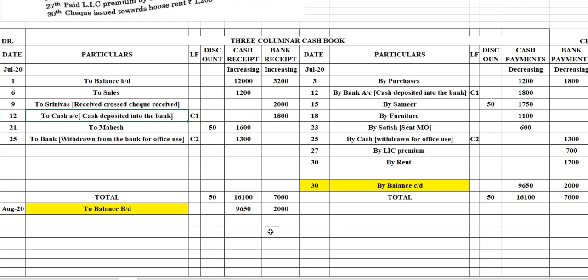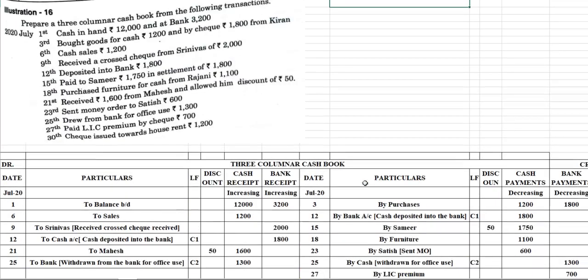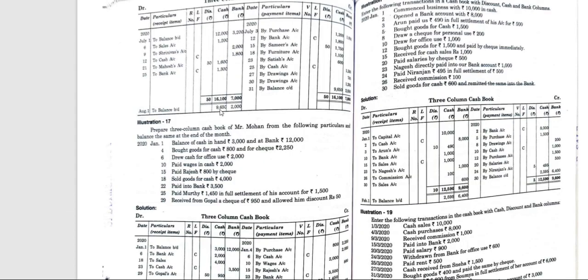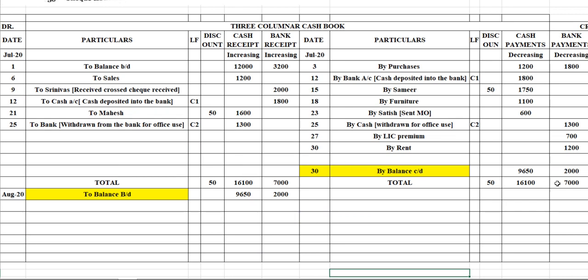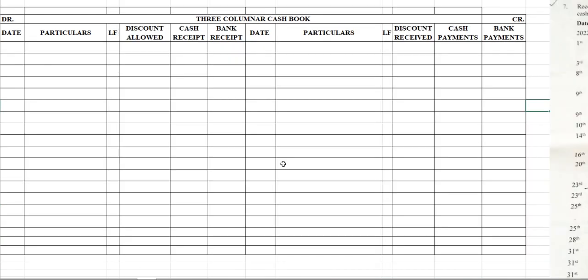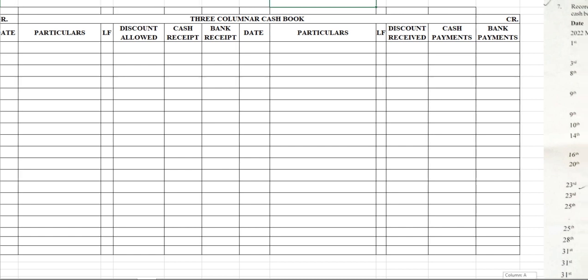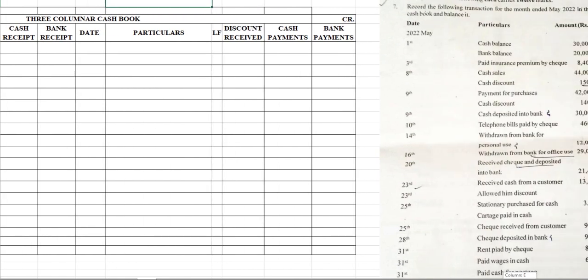So now we have the balance of this problem ready, the same balance as whatever is there in the question. Here you can see that 9,650 is the balance and 2000 is the balance. To balance brought down. It is ready. Okay. So let's go to the next problem. This is a previous year question paper problem. This is a 12 marks question and this covers the whole thing which is required to be covered.